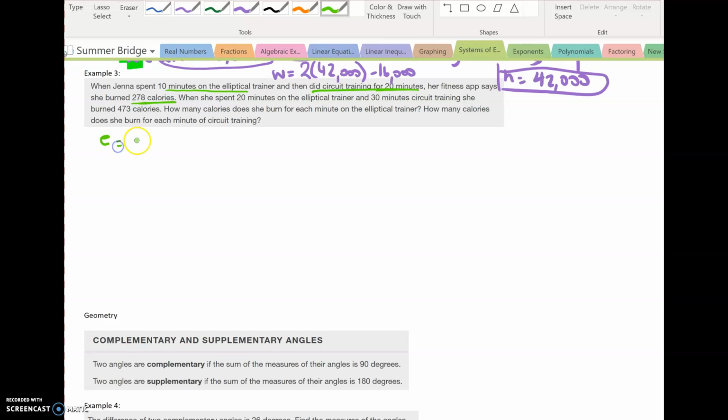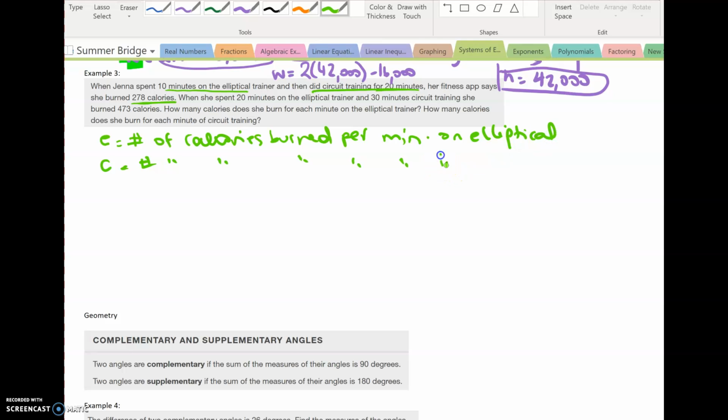So if I say E is going to equal the number of calories burned per minute on the elliptical, and C is going to equal the number of calories burned per minute during circuit training, then for the first time Jenna worked out, she did 10 minutes on the elliptical, so 10 times E is going to equal the total number of calories she burned on the elliptical, plus 20 minutes times the number of calories burned during circuit training, and that's going to equal the total amount of calories she burned.